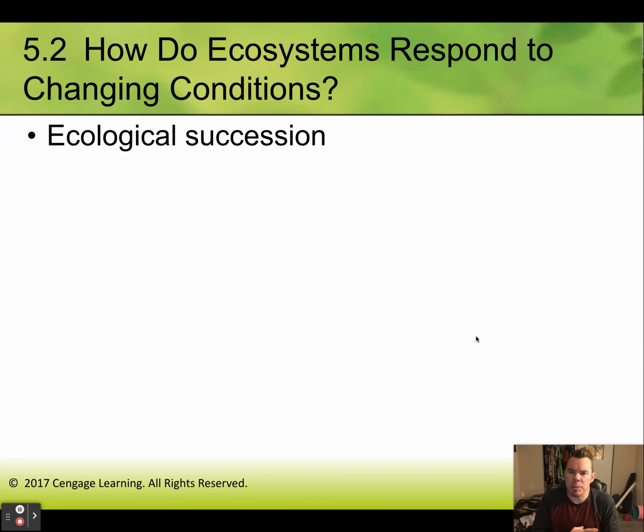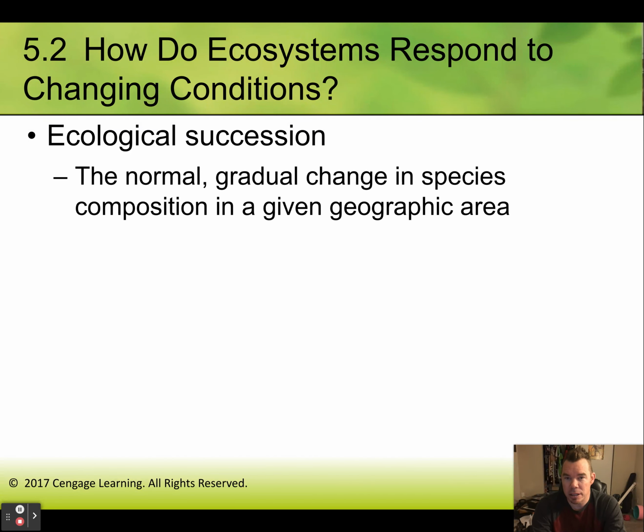So how do ecosystems respond to change? We're talking about changing conditions that naturally occur, both from the natural world as well as human impact. We're talking about both of them at this point. Okay, this is the big gigantic thing called ecological succession. What it is, number one, it's the normal, gradual change in species composition. Basically, think of a forest. The forest used to have this amount of animals. Slowly but surely over time, it's changing species composition, or what's in that forest.